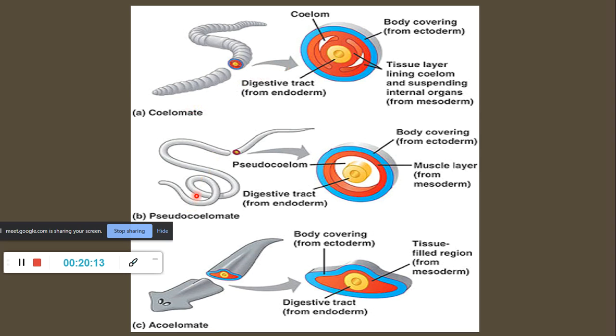But when you talk about roundworms, like Ascaris or filarial worms, they are pseudocoelomate. They have a space, but that space is not in between the mesoderm. It is between mesoderm and endoderm. Here you see the space in between the red layers, that is between the mesoderm layers. And here you find the space in between the yellow layer and the red layer. So this is a false cavity, therefore they are pseudocoelomate.